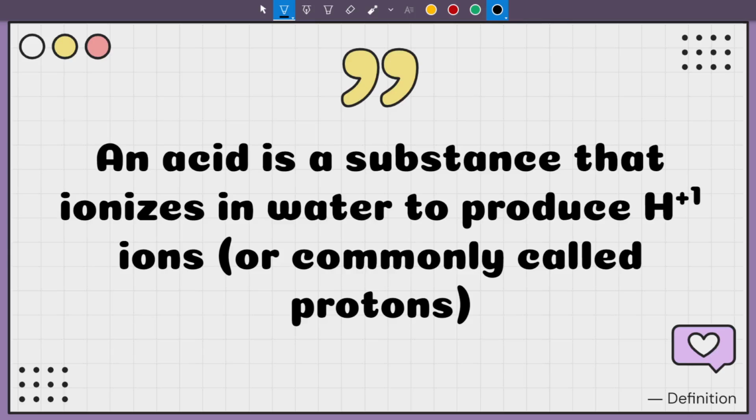So the first thing is that an acid by definition is just a substance that ionizes in water to produce hydrogen ions, and these are more commonly called protons. Whenever hydrogen loses its only electron, because a majority of them only have one proton and electron and no neutrons, we just call them protons at that point. So acids you'll hear called proton donors.